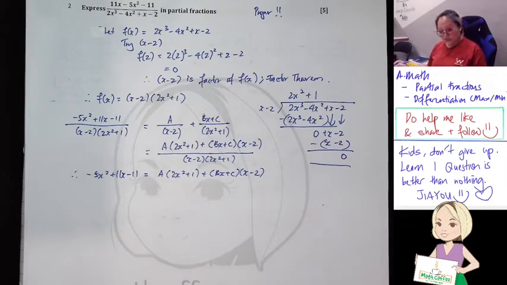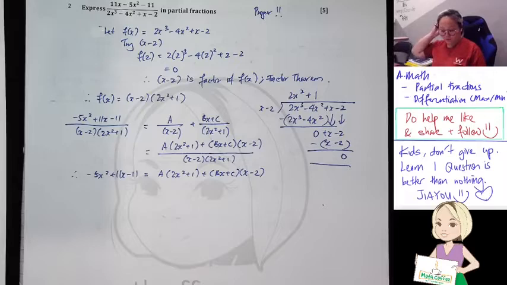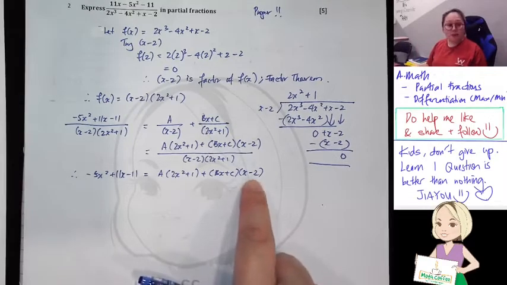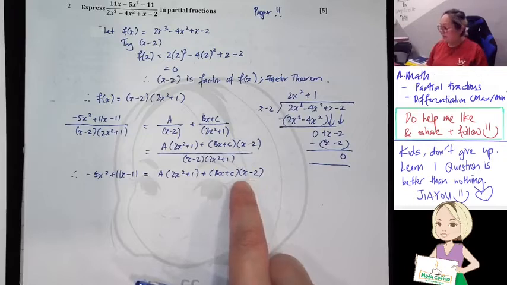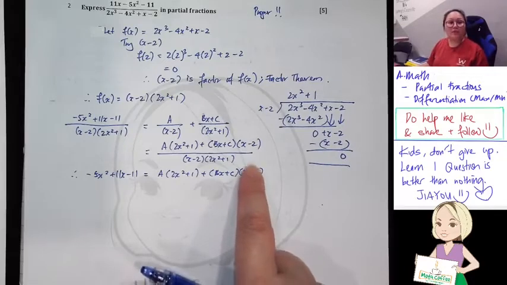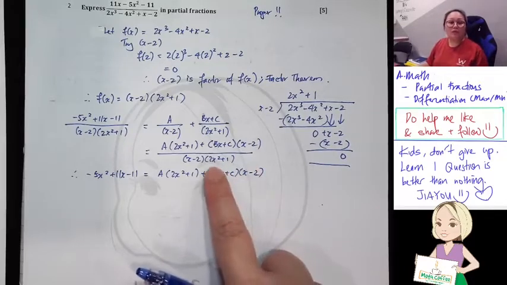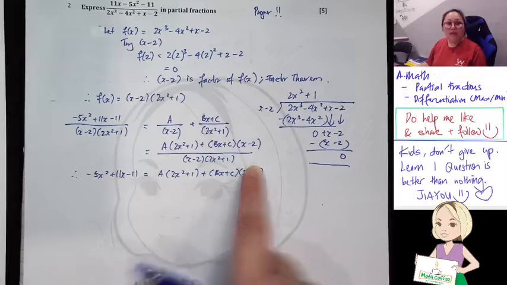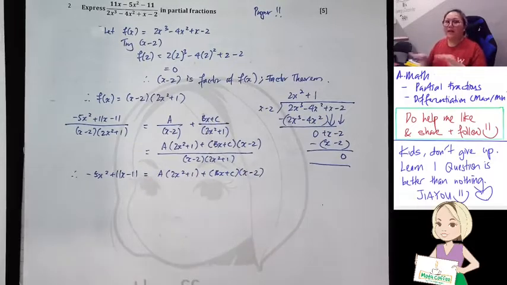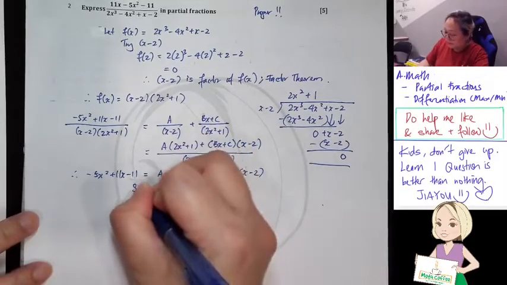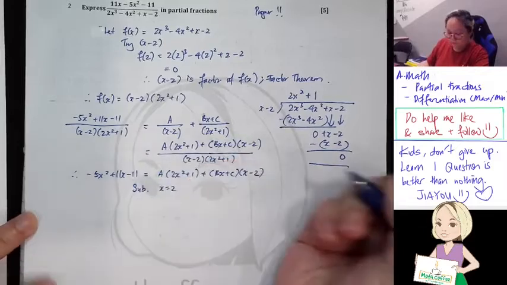Okay, so let me see whether we have a suitable value to sub. Okay, I can sub in x equals 2. Let's analyze. If I sub in x equals 2, this is 0, correct? 0 times this whole thing is 0, and I only end up with A. It means that I can solve for A. So I'm going to sub in x equals 2.